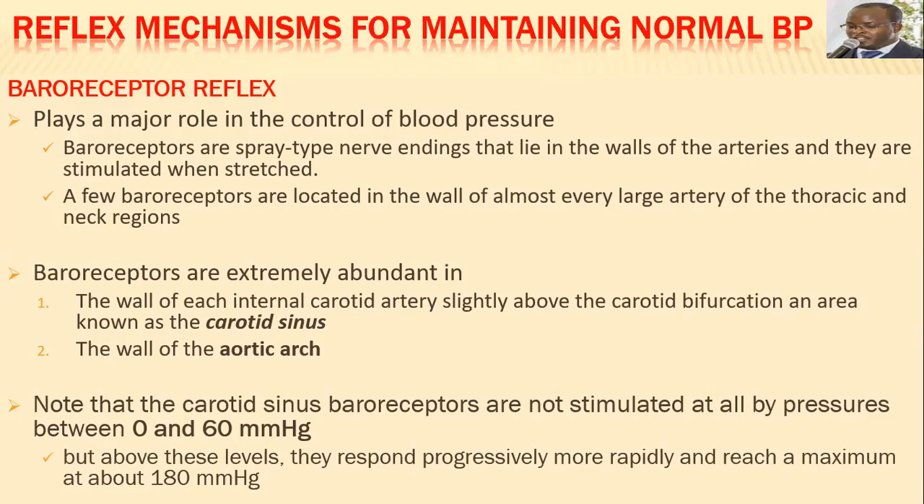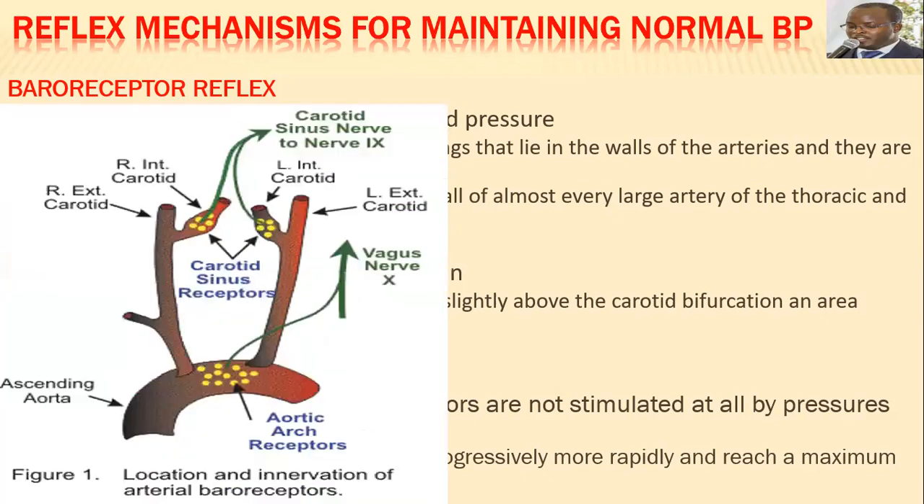So you find that these baroreceptors will not be stimulated in low pressure. So if there is low blood pressure, for instance, between 0 and 60, the baroreceptors won't be stimulated. So they are only stimulated when the pressure is higher. So you find that they will start increasing their response if the blood pressure is increasing to about 180 millimeters of mercury. So this is the location of the baroreceptors.